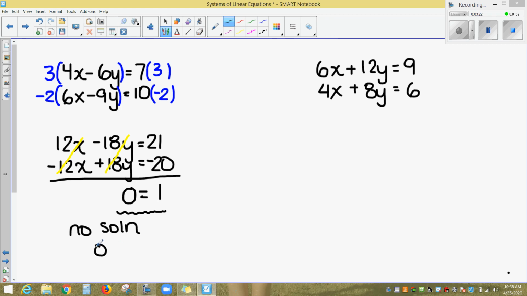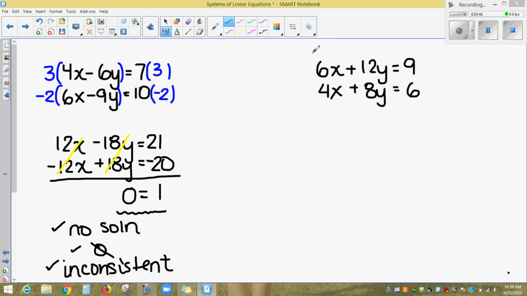You can either say no solution in words, you can give me the empty set symbol, or when we're dealing with systems, you can tell me the system is inconsistent. Any of these three, you don't have to write all of them, but any of those three statements would be true and correct. And that's what you need to tell me.